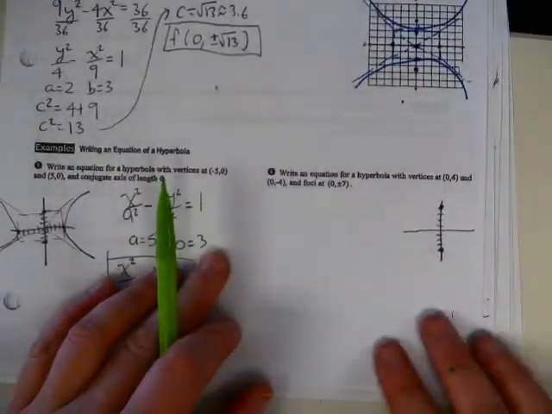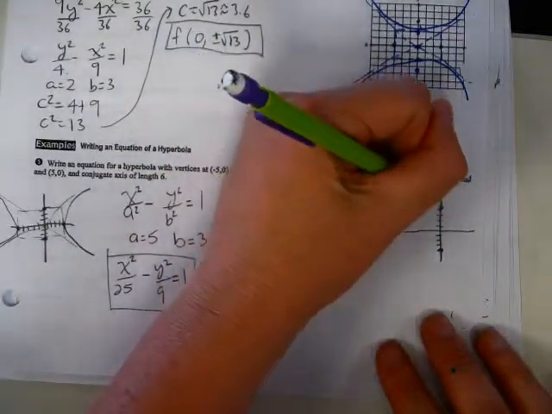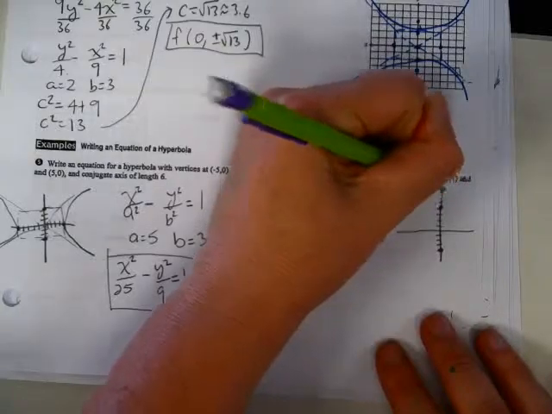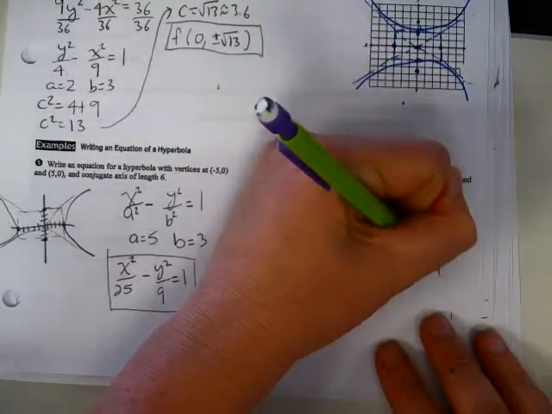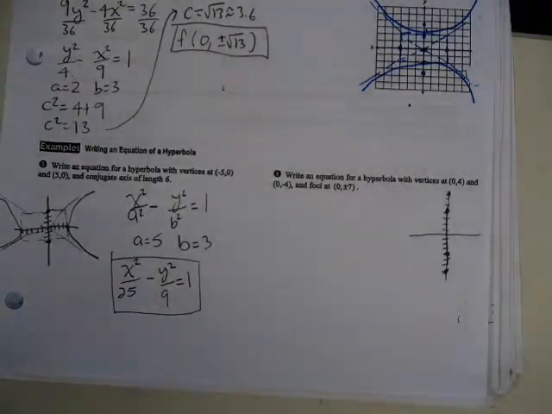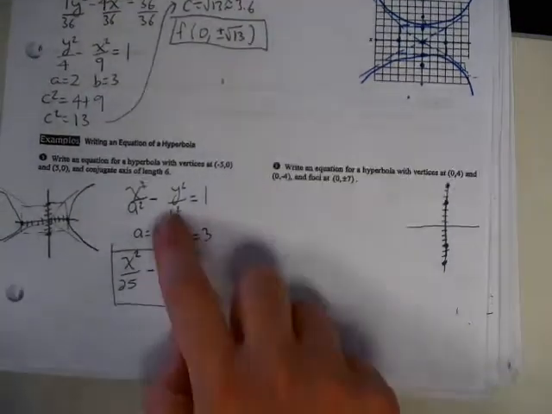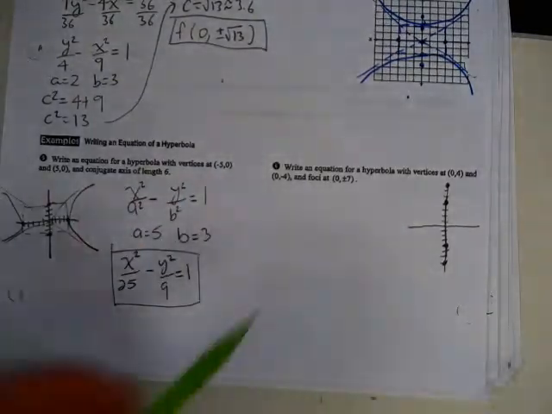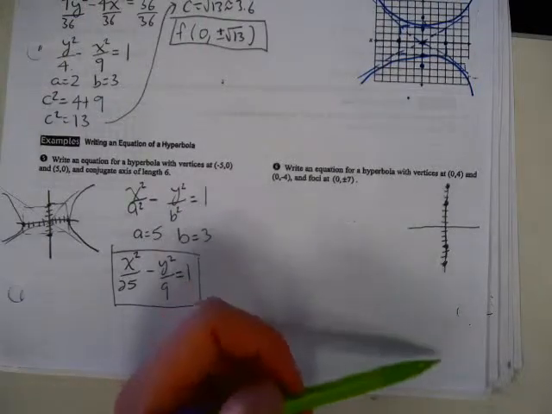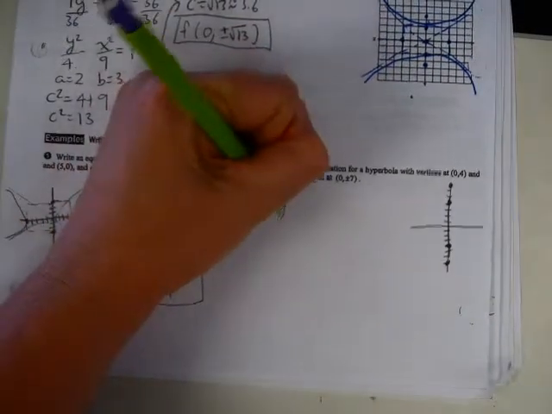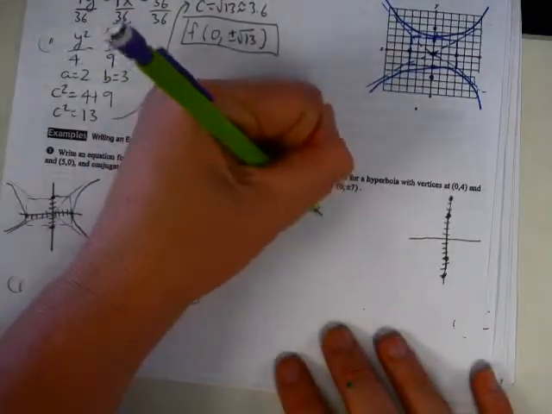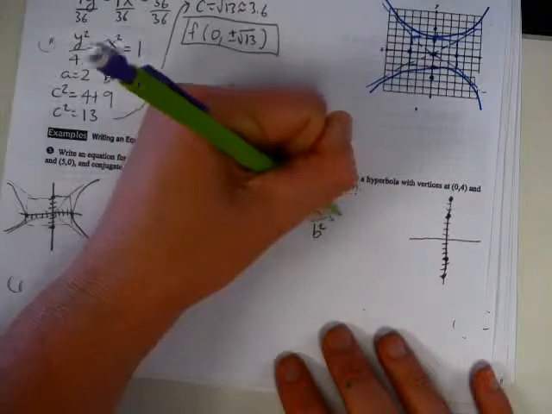Okay, and then I have foci at 0, 7, 0, negative 7, so 4, 5, 6, 7. There's my foci. So from here, I'm just going to do this again. I'm going to write out my equation, only this time, since I know I have that vertical transverse axis, I'm going to have y be my first term. So now I have y squared over a squared minus x squared over b squared equals 1.